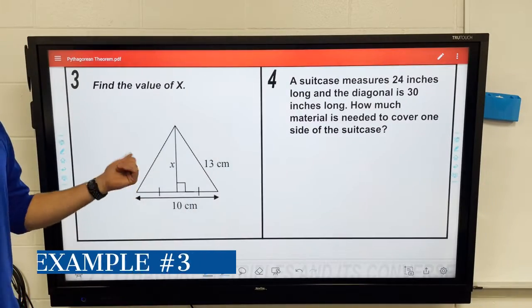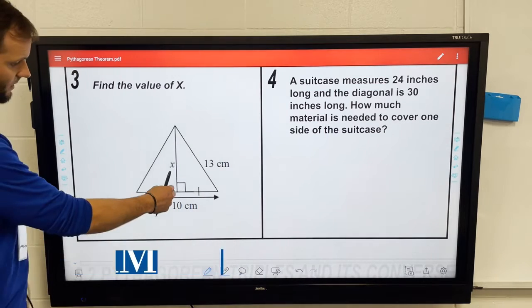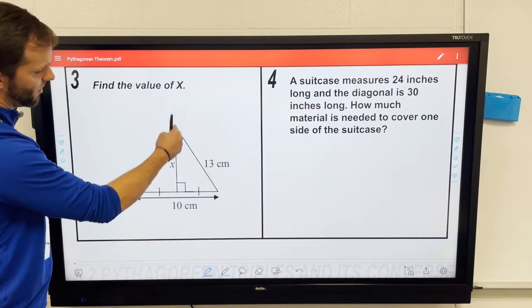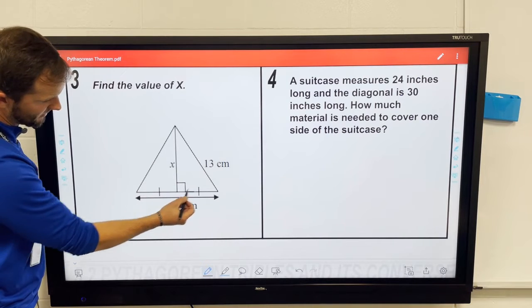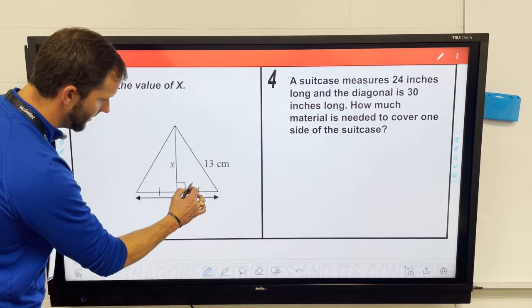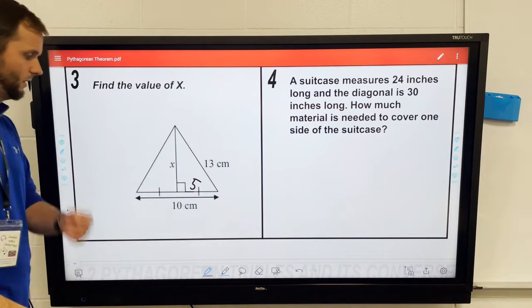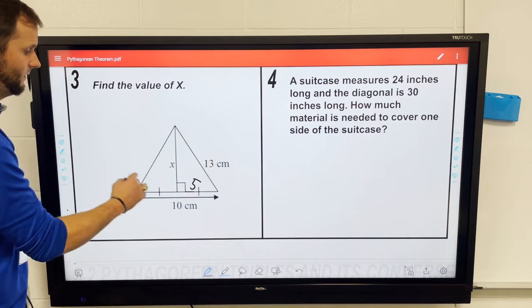All right, so looking at example number 3, it says I need to find the value of x right now. If I look, it looks like I have a perpendicular bisector here, because look, it's bisecting my side. This means it's congruent to that. So if the whole thing is 10, that means this right here is going to be 5. And so now I can find the missing side by using Pythagorean theorem.